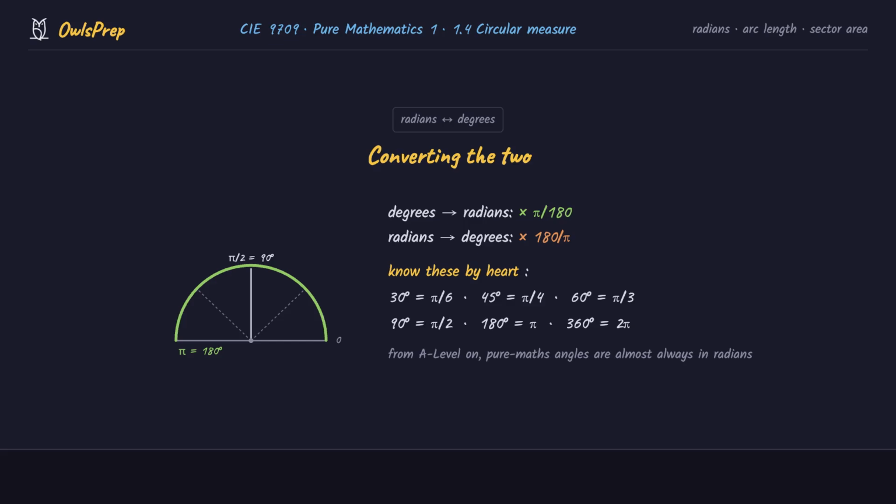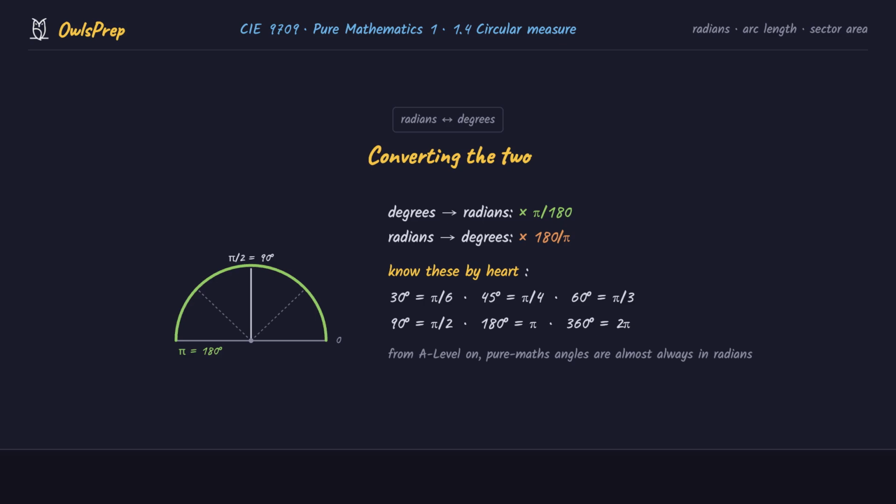Because pi radians equals 180 degrees, converting is easy. To go from degrees to radians, multiply by pi over 180. To go the other way, from radians to degrees, multiply by 180 over pi.